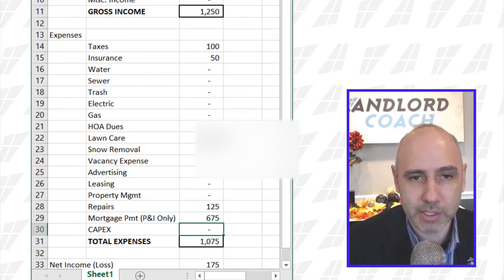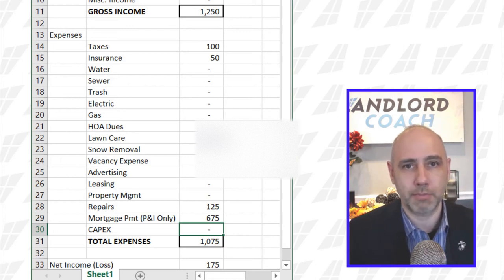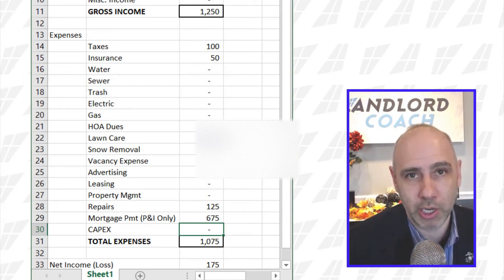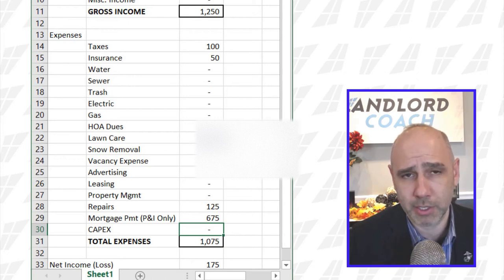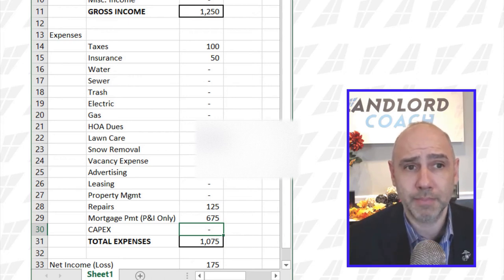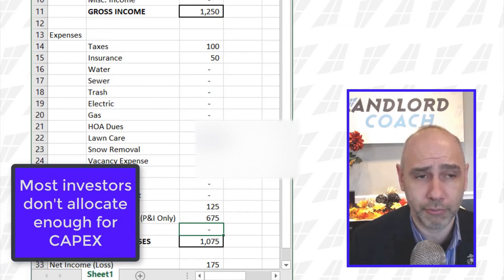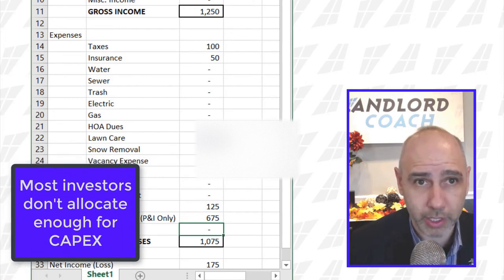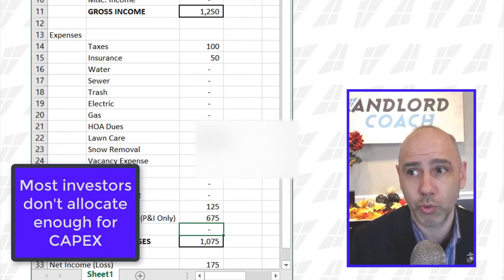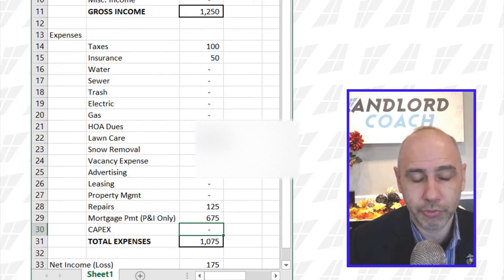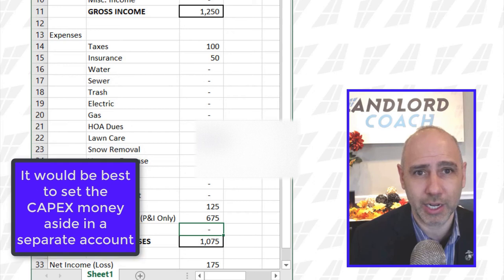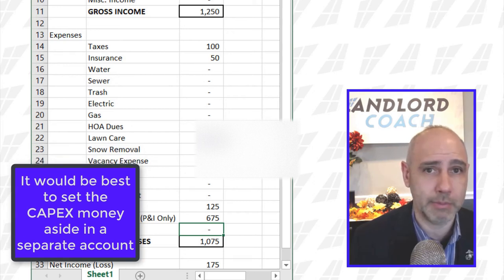And CapEx. This is where generally most people run into problems, and they generally do not budget nearly enough for capital expenditure on the property. CapEx are the big ticket items that you're going to have to pay for, like a new driveway, a new roof, a new furnace. These are big ticket items that wear out over time. There's no getting around it. You're going to have to replace them at some point.